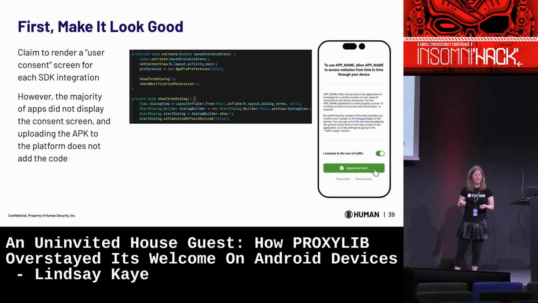When they say it's only by consent, they technically do claim to render a user consent screen when you use the SDK for your integration, and the code does exist. But when we looked at the majority of apps, they actually didn't display this consent screen. This is the code, this is what it would look like. We didn't see this in the vast majority of apps, including the ones where you take the APK and upload it to their site, because that by default adds the SDK without any user involvement. So you would expect it to display this, but it didn't. It's there, but didn't seem to be used at that time.